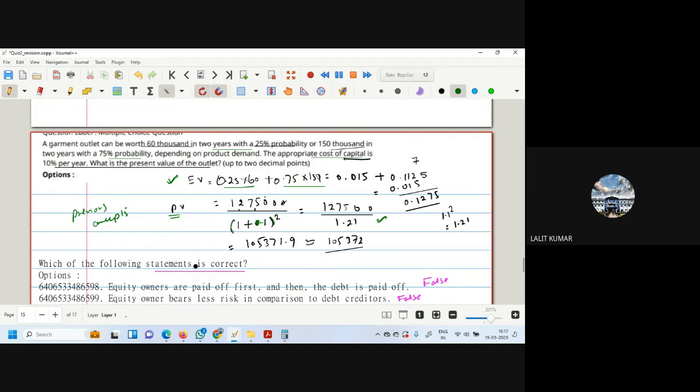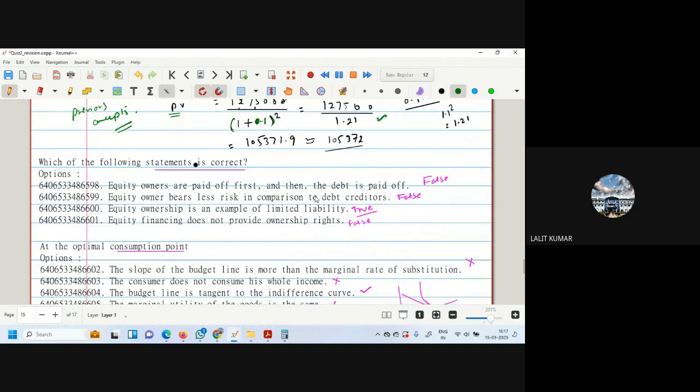Is this okay, Suraj? Yeah, clear. Okay. Which of the following statements is correct?